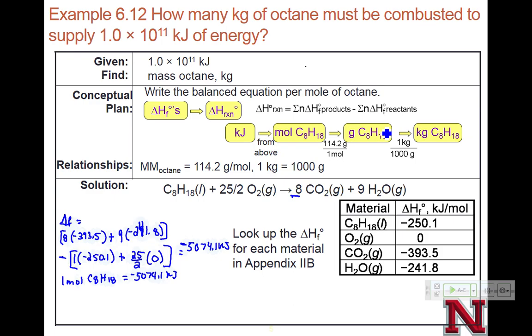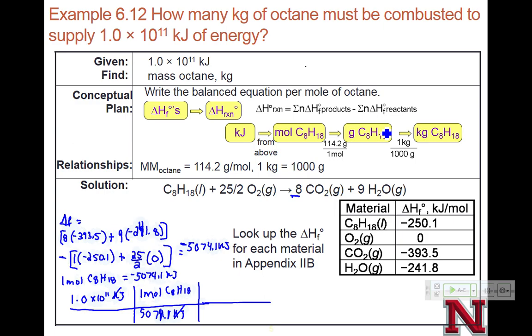We have that relationship, so we want to know 1.0 times 10 to the 11 kilojoules. We know that for every 1 mole, we form 5,074.1 kilojoules of heat out to the environment. So my kilojoules can cancel out. That tells me how many moles of C8H18 I need to form that much heat. You're forming a lot of heat, so you need a lot of moles. It's a big number, 1.0 times 10 to the 11. That's a lot of kilojoules.